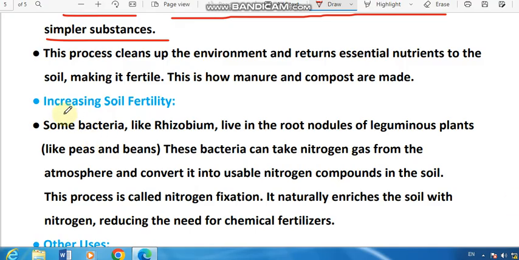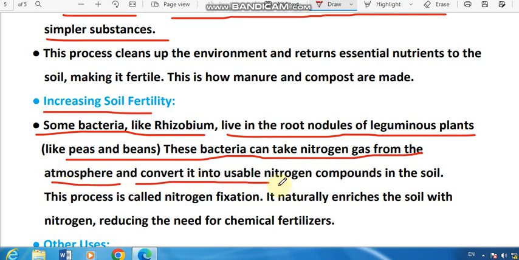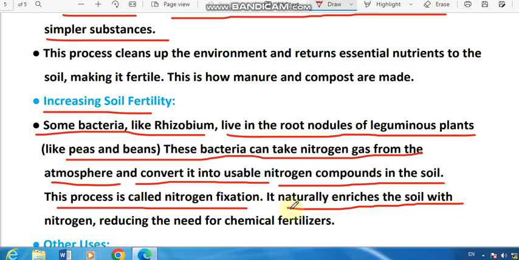Increasing soil fertility. Some bacteria like rhizobium live in the root nodules of leguminous plants like peas and beans. These bacteria can take nitrogen gas from the atmosphere and convert it into usable nitrogen compounds in the soil. This process is called nitrogen fixation. It naturally enriches the soil with nitrogen, reducing the need for chemical fertilizers.